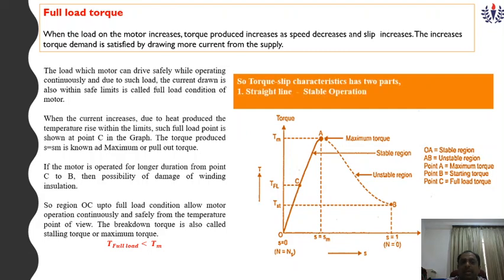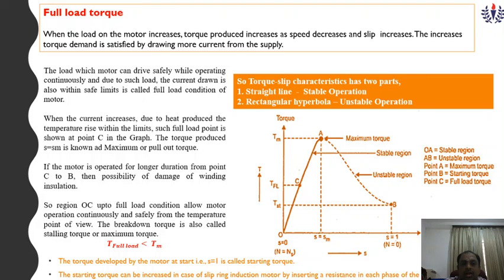So torque slip characteristics have two parts. One is this straight line, call it stable. In stable operation, two torques are produced: one is full load torque, another one is maximum torque. In the unstable region, in the rectangular hyperbola, a starting torque is produced at point B. The torque developed by the motor at S equal to 1 is known as starting torque.